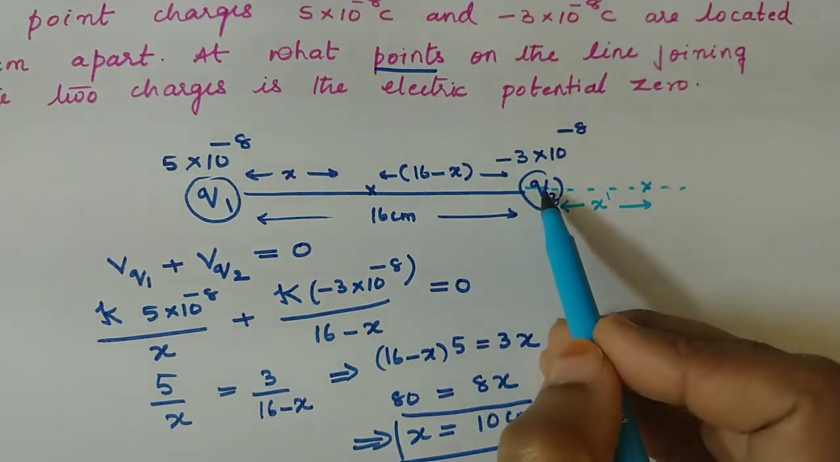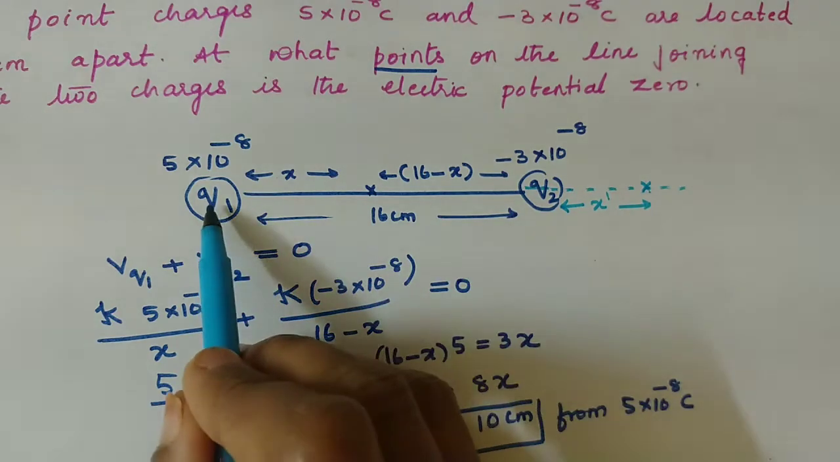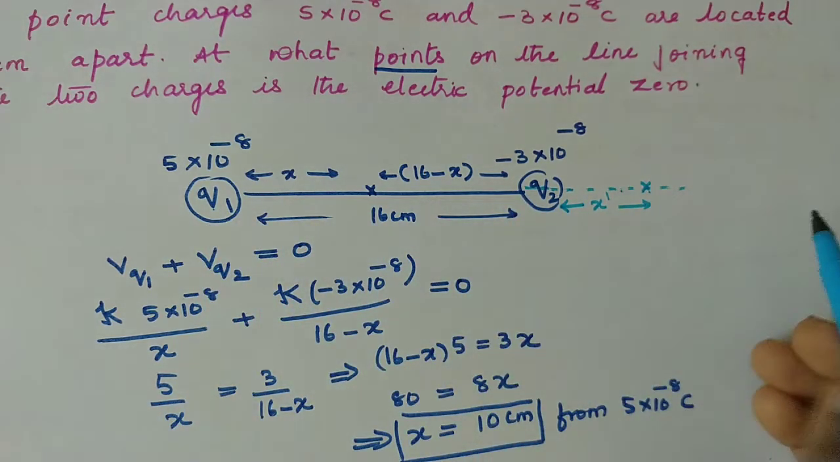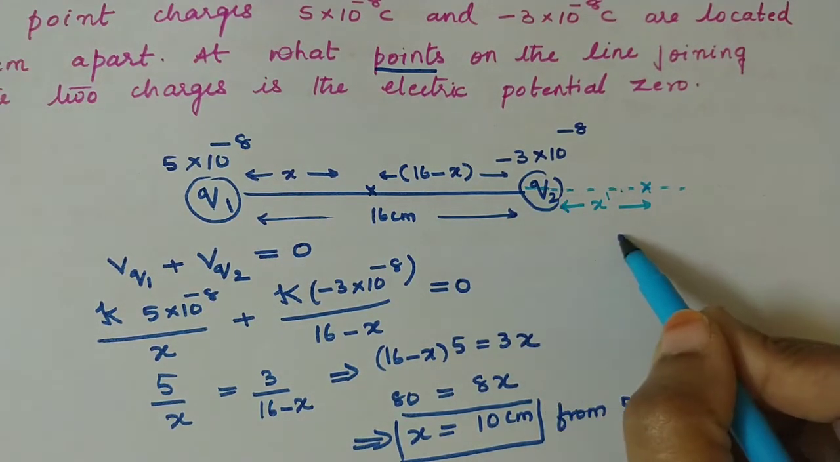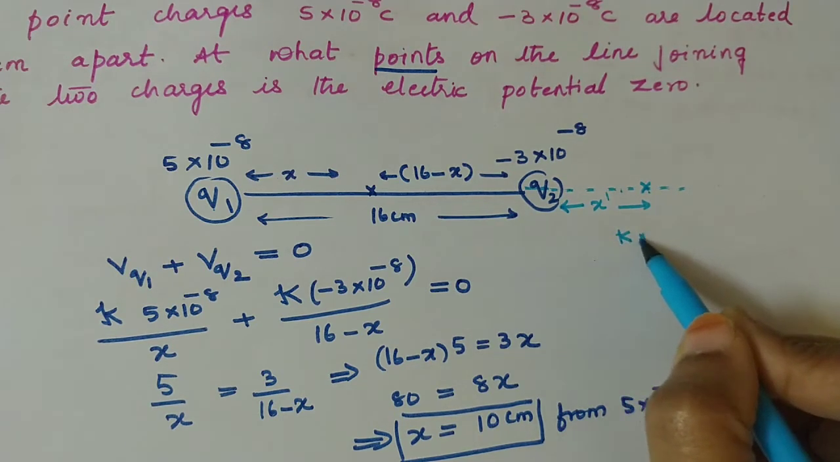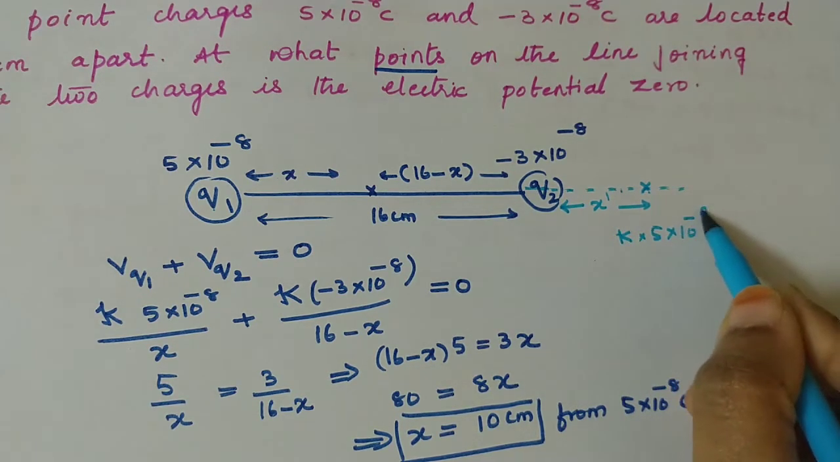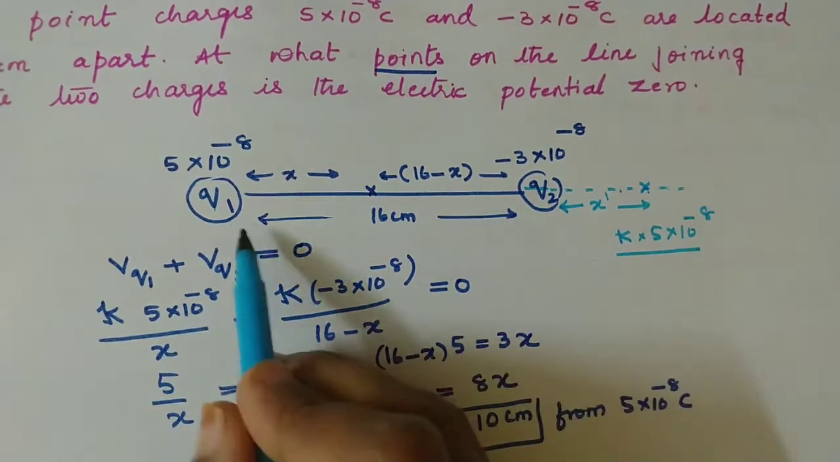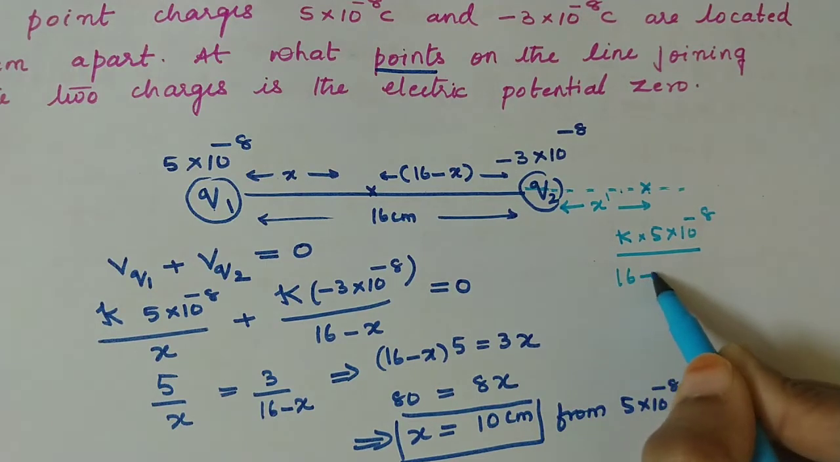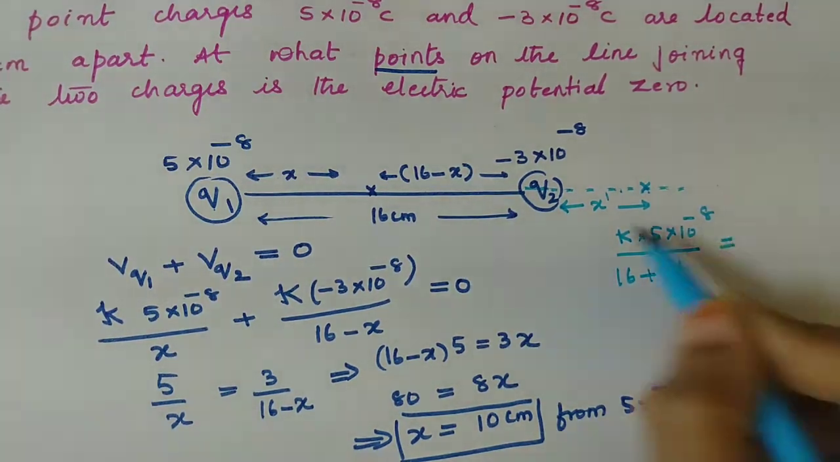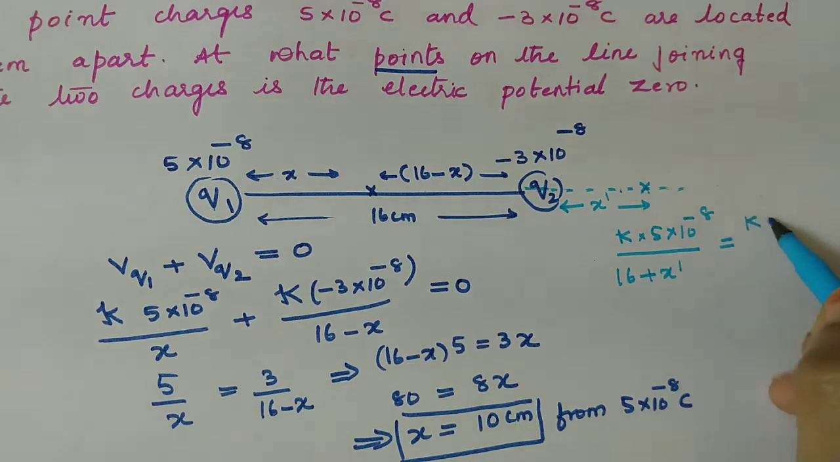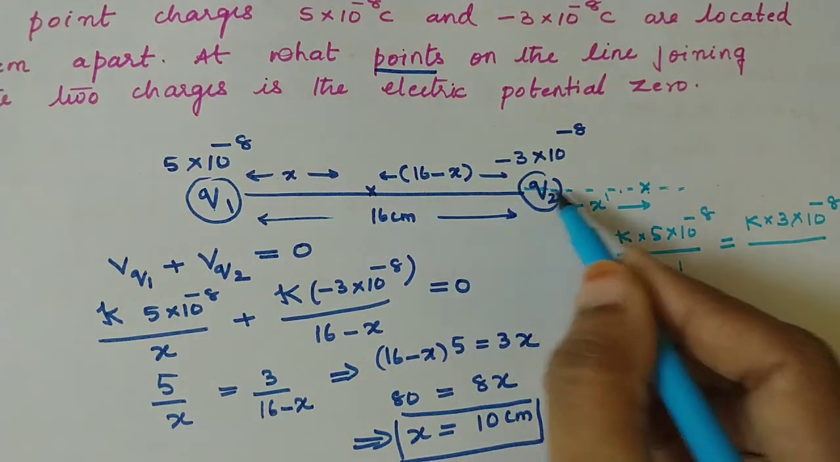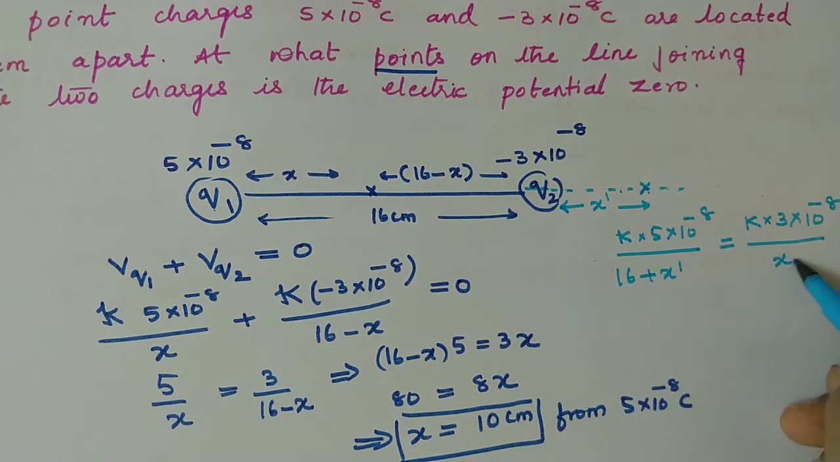To get x dash, I will take potential due to Q2 as well as potential due to Q1. So potential due to Q1 is k into 5 into 10 power minus 8, but the distance of Q1 to this particular point is 16 plus x dash. This should be equal to the potential due to the negative charge, k into 3 into 10 power minus 8 divided by the distance from Q2 to this point, which is x dash.